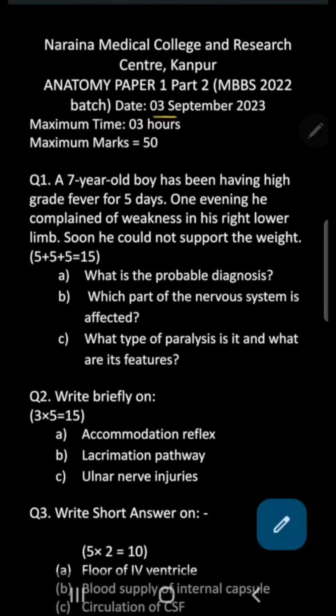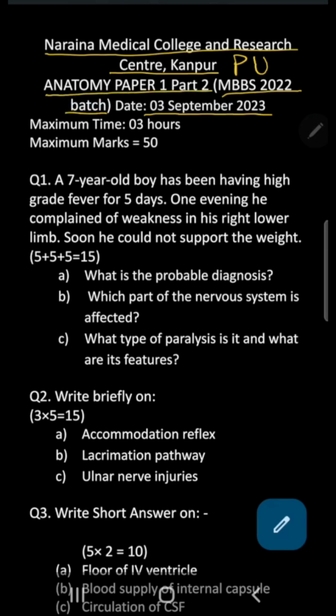Today it's 3rd of September 2023, and today it was this pre-university exam of anatomy at Naraina Medical College and Research Center, Kanpur of MBBS 2022 batch, and this question paper is of anatomy paper-1 part-2 of maximum 3-hour duration and maximum of 50 marks can be achieved.